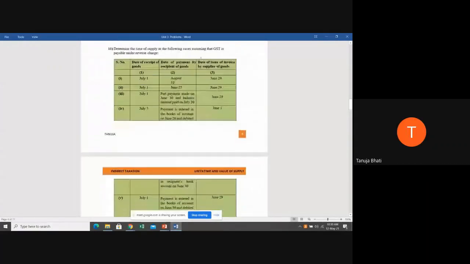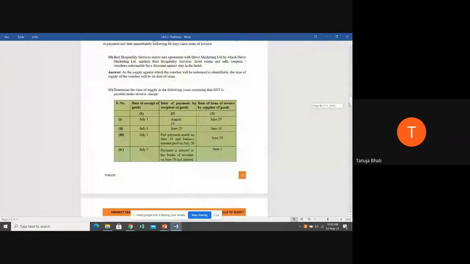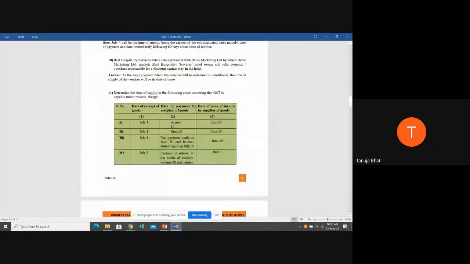Okay. Now let us move ahead to problem number 11. Determine the time of supply in the following cases, assuming the GST is payable under reverse charge. So they have given us multiple cases, totally 6 cases, in which we have to identify the time of supply under reverse charge, students. Once again, I'm repeating, under reverse charge. Now they have given the date of receipt of goods, the date of payment for goods, the date of issue of invoice by the supplier of goods.